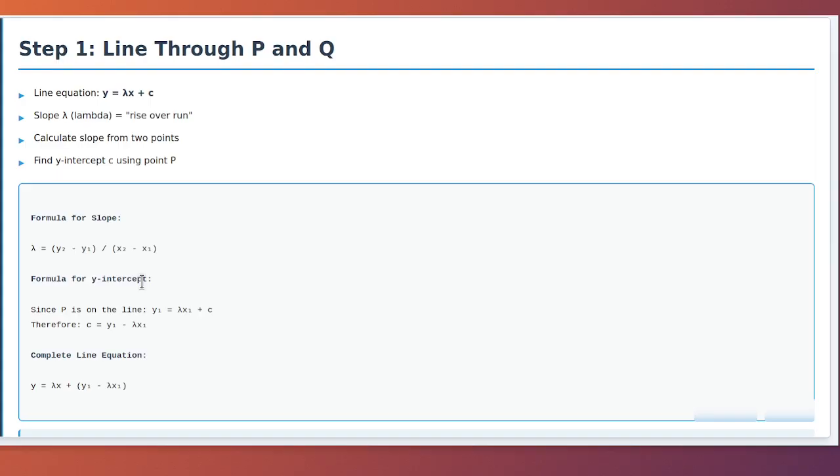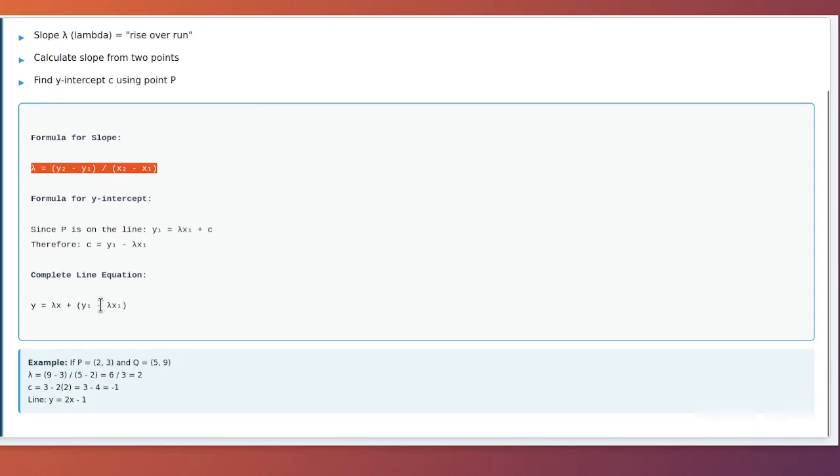It is calculated as rise over run. Lambda equals the change in y divided by the change in x. Specifically, lambda equals (y2 minus y1) divided by (x2 minus x1). If you go from point P to point Q, you move x2 minus x1 units horizontally and y2 minus y1 units vertically, so the slope is that ratio.